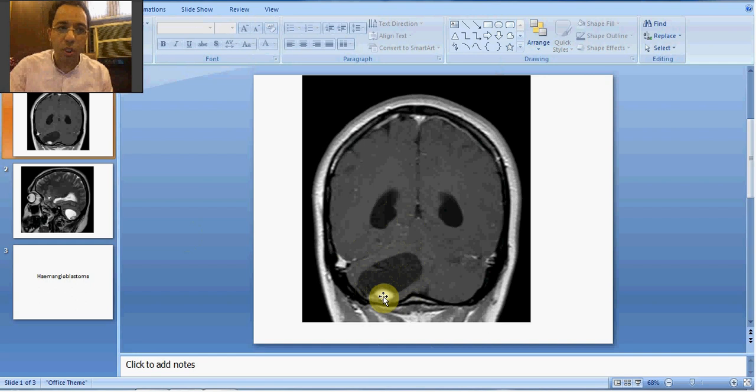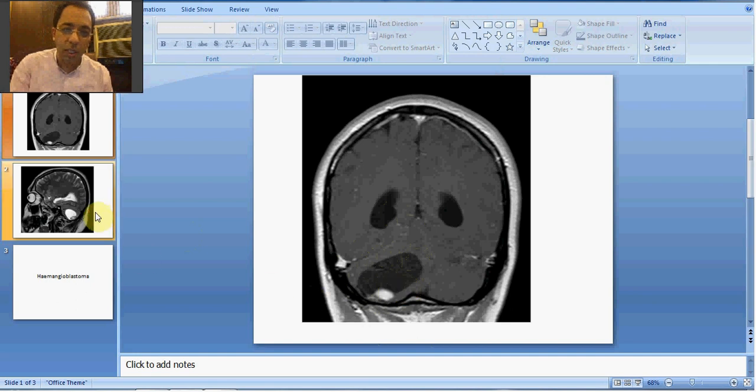Now, once you see an enhancing mural nodule with a predominantly cystic lesion in the posterior fossa, one of the differential diagnoses that you need to consider is hemangioblastoma. So, probably we are dealing with hemangioblastoma. Hemangioblastoma has a mural nodule which is vascular, and the cyst wall is usually not enhancing, just like in this case. And we know hemangioblastoma has been associated with von Hippel-Lindau disease.